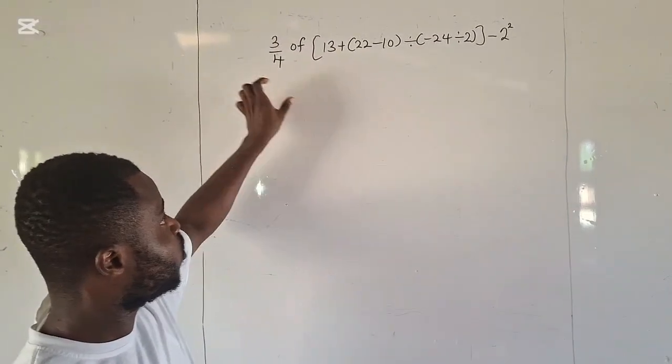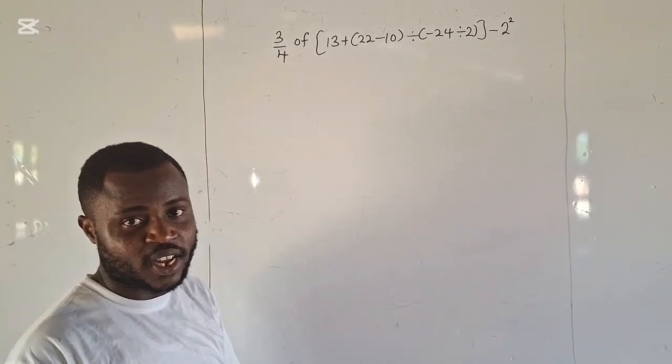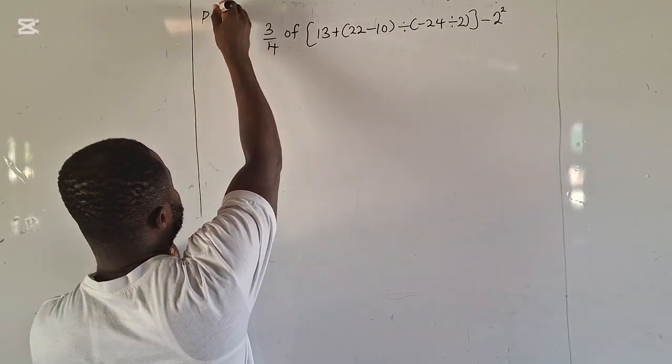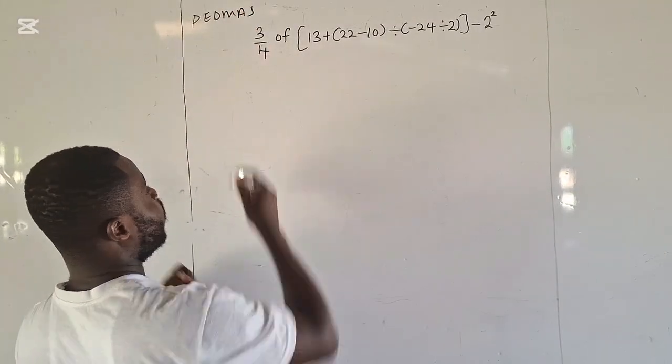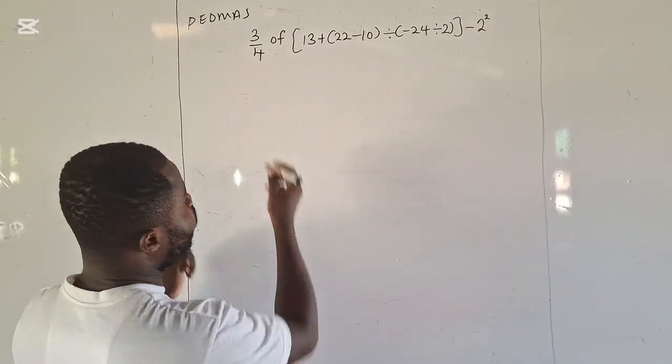So when you look at it, the operation signs are mixed. There's an exponent, so you should know that we use the Pedmas. So write the Pedmas somewhere to guide you. Parenthesis, bracket first. There is of. Change it to times and be free.